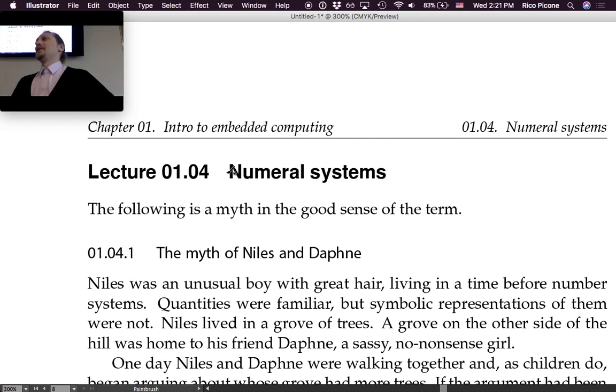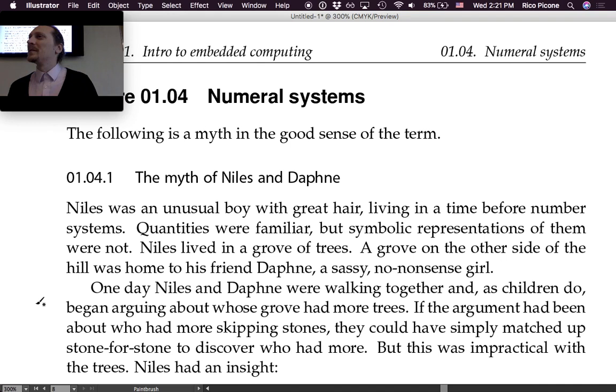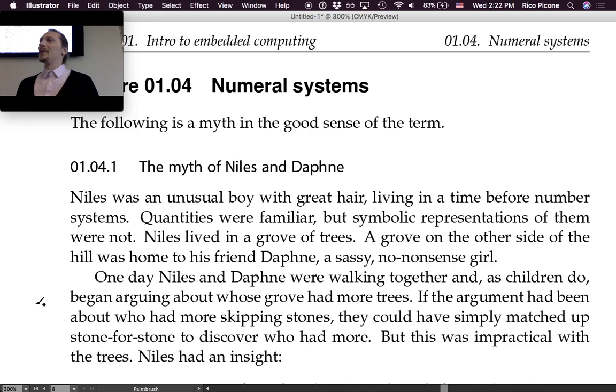Numeral systems. Lecture 1-4. The following is a myth in the good sense of the term. I know myth sometimes means not true nowadays, but that's not what I mean by myth in this context. It means there's a truth that's embedded in a story form. Okay.